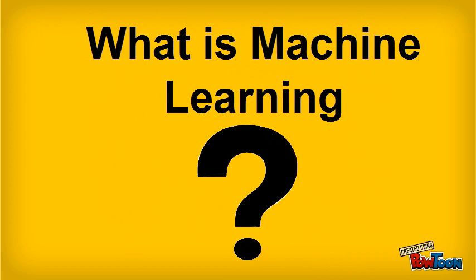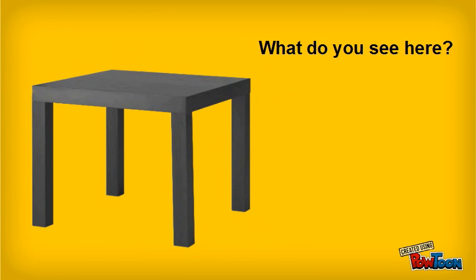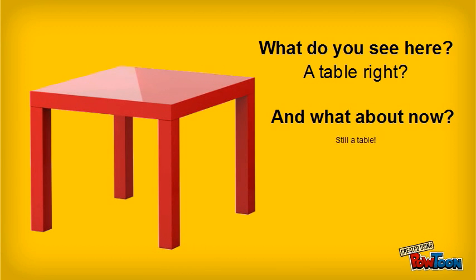Well, to understand machine learning, let's look at our own learning first. What do you see here? It's a table, right? Of course it's a table. You've seen enough tables in your lifetime to know a table when you see one. Some legs, a board on top, that's a table. What about now? Well, clearly that's still a table, albeit a red one. You've learned that this is a table even though you've probably never seen this one before, and you'll be able to tell me when you see a table no matter how many different ones I show you.